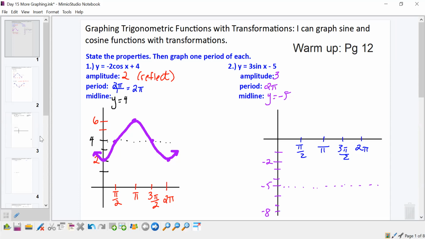And then for my graph, the sine pattern is midline, maximum, midline, minimum, midline. Put arrows on the end of your graph.